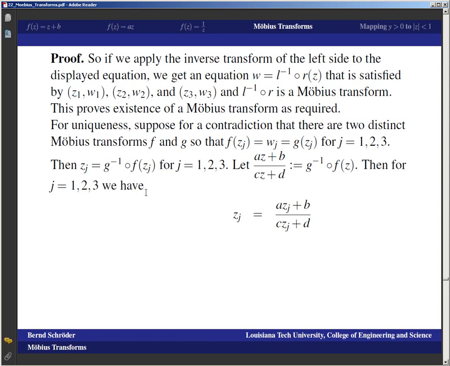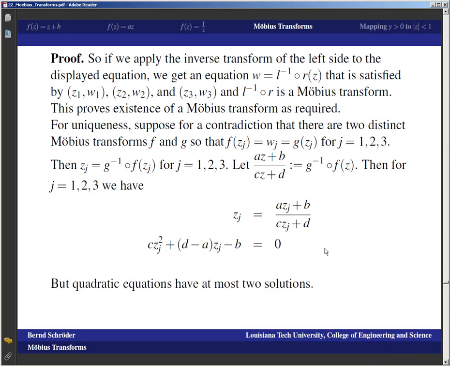So that would mean for j equals 1, 2, and 3, we have zj equals azj plus b over czj plus d. And if I multiply that over, I get czj squared plus dzj minus azj if I bring that over. And the plus b should be a minus b. And yeah, now it is a minus b, and that's supposed to be equal to 0 on the right side.